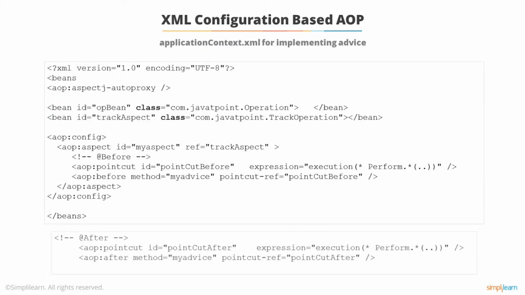So here you see the application context file. You see both the beans with IDs, the class operation and track operation. The pointcuts have been defined with the expression. And here, if I need a before or an after, you see the before, and if you need an after, this is the code that you will go ahead and specify.